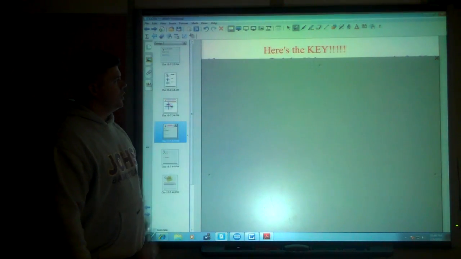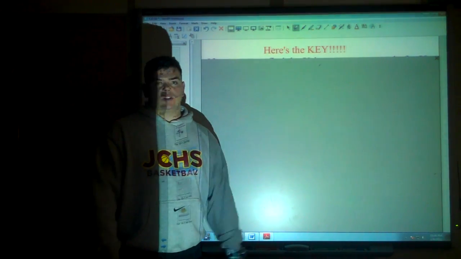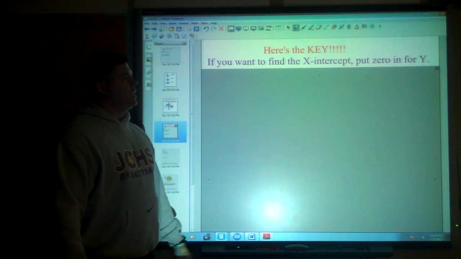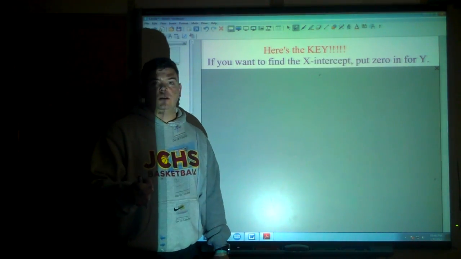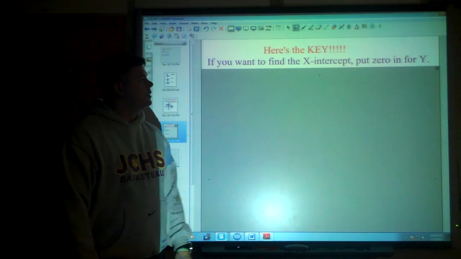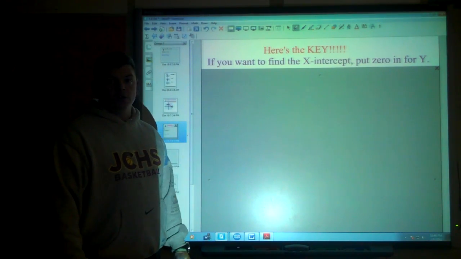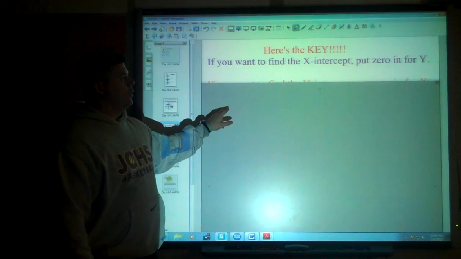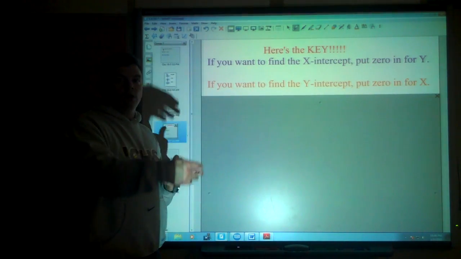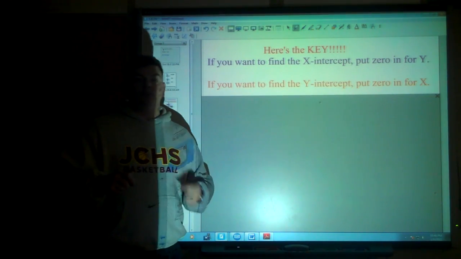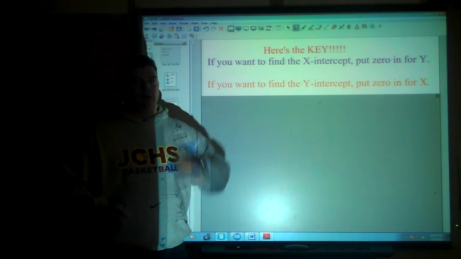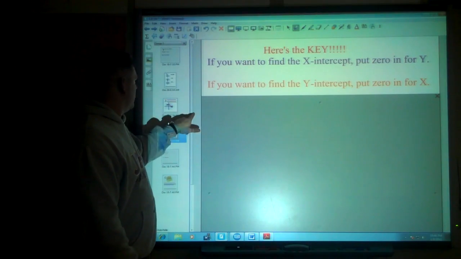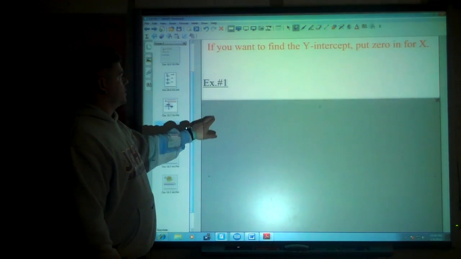Alright? So here's the key. This is the real basic piece. This is what you have to remember. This is all of it in a nutshell. If you want to find the x-intercept, then just put 0 in for y. That's what y always equals when you're on the x-intercept, so you can substitute that value in. And if you want to know the y-intercept, then put 0 in for x. Whichever intercept you're looking for, put 0 in for the other letter. That's what it boils down to. So let's try it out and see how we do with this concept.